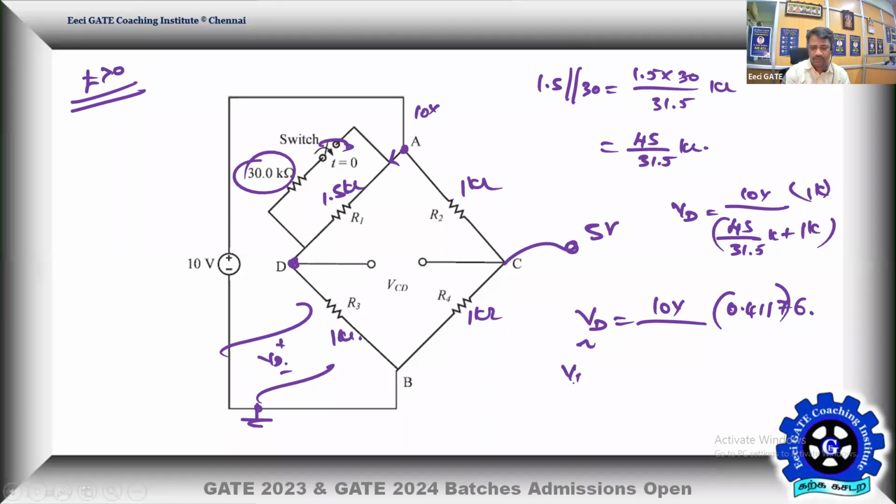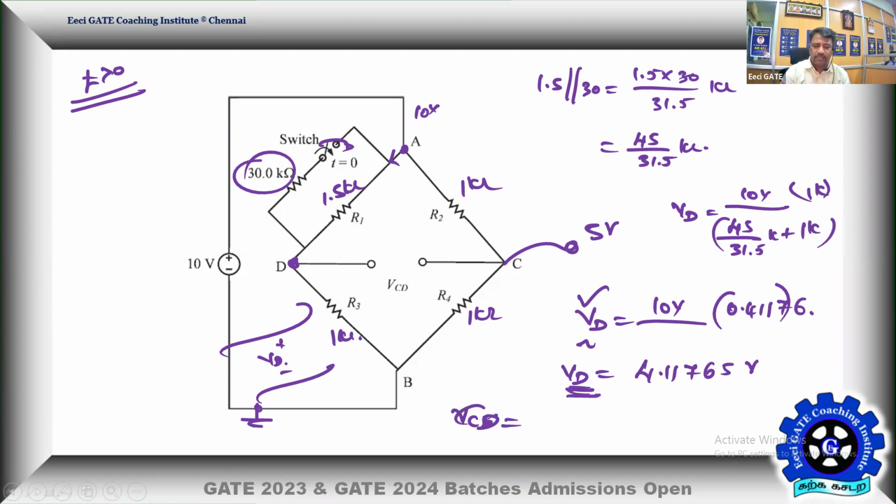Okay, so what is the VD? So VD is equal to into 10 means 4.11765 volt. I'm getting VD. Okay, so assuming the manipulation is correct, let me proceed further. So VD is this. So what's the new VCD? The new VCD is equal to, okay, this is the VD.